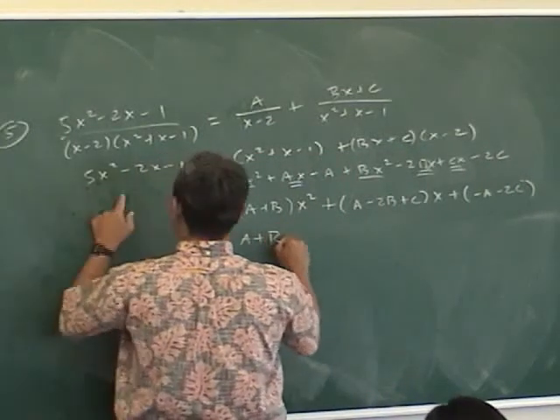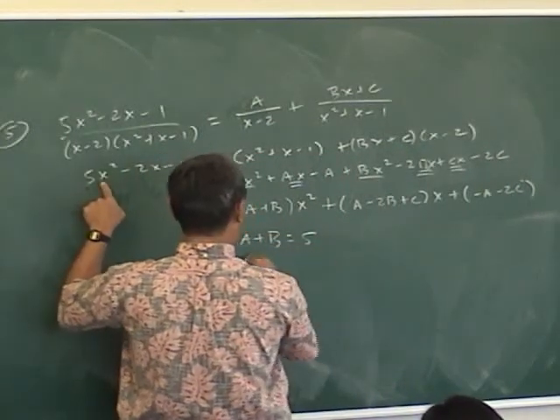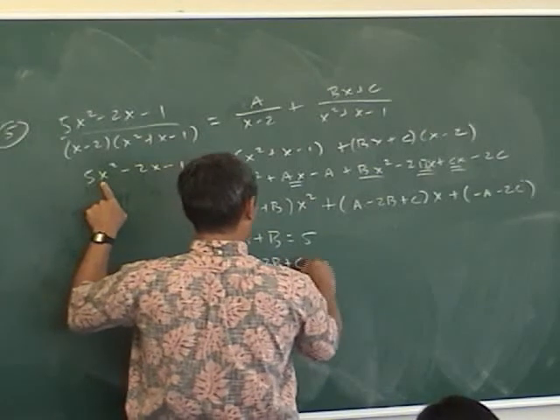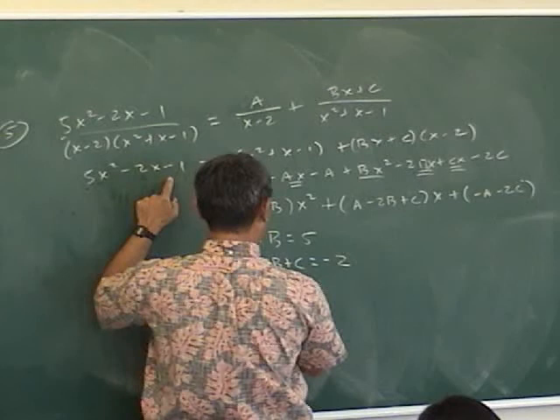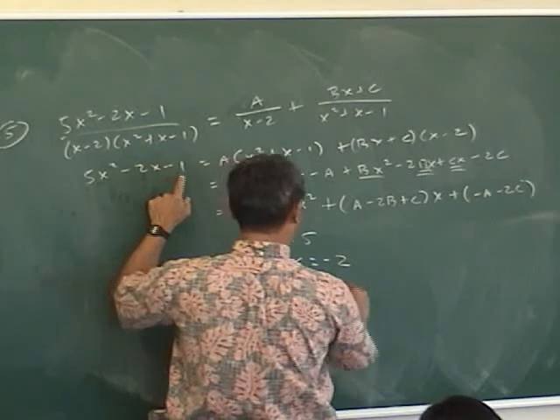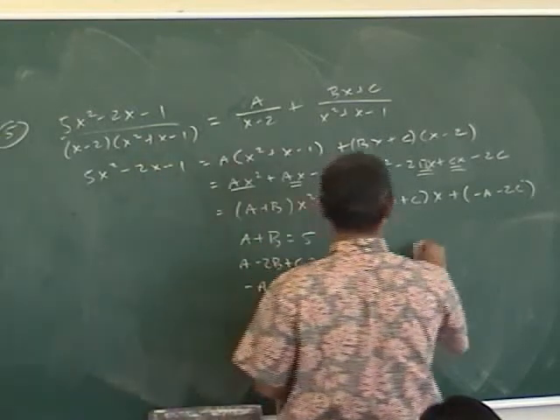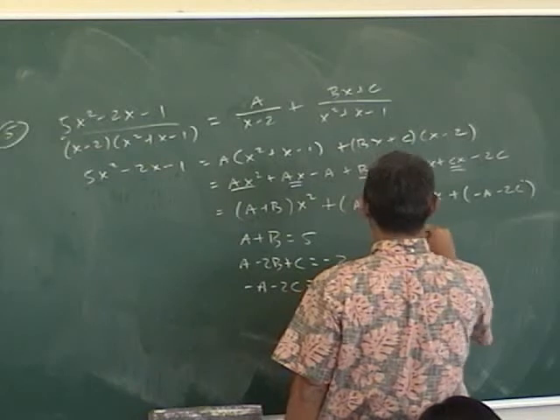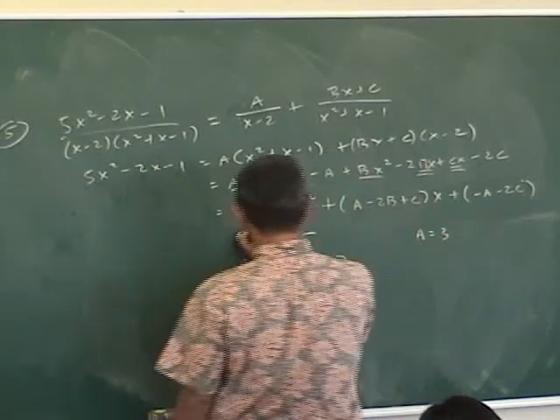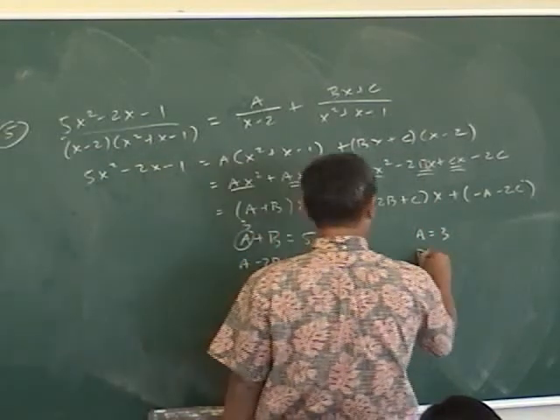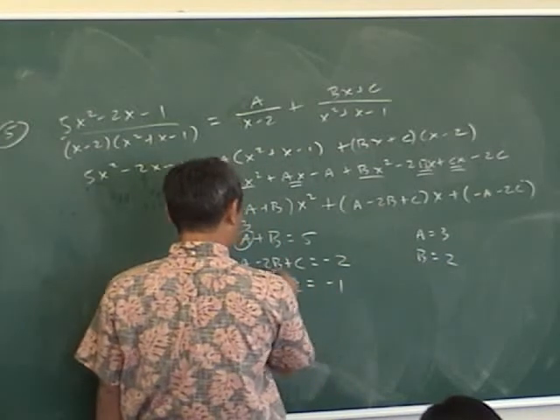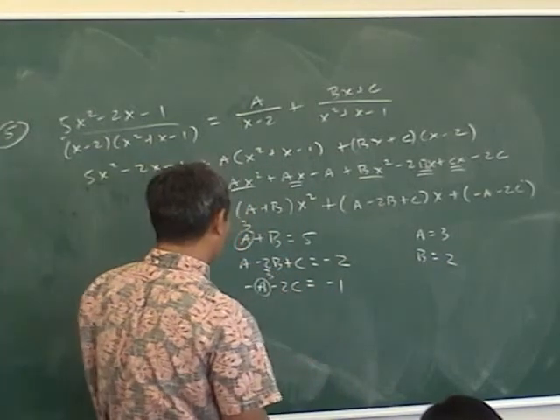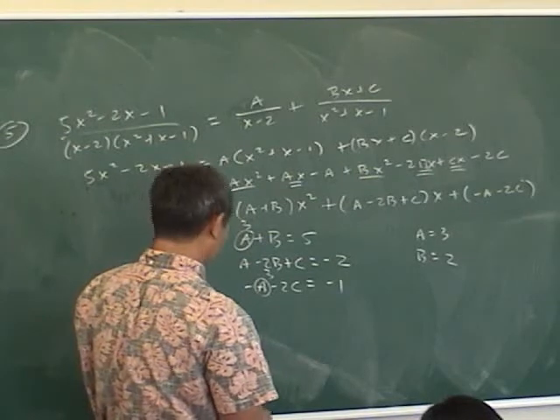A plus b got to equal 5. A minus 2b plus c equal negative 2. And negative a minus 2c is equal to what? Negative 1. And then using the Heaviside method, what did we figure out? A equals 3. So if a equals 3, plug that in here, b equals 2. But if a, just go right here. So if a is equal to 3, what do we got? C is negative 1.